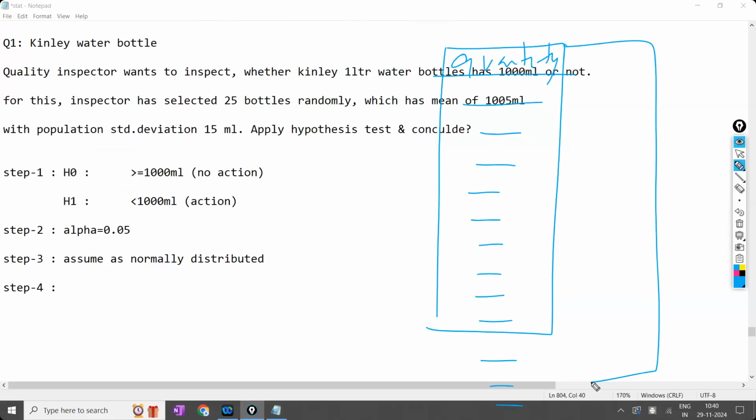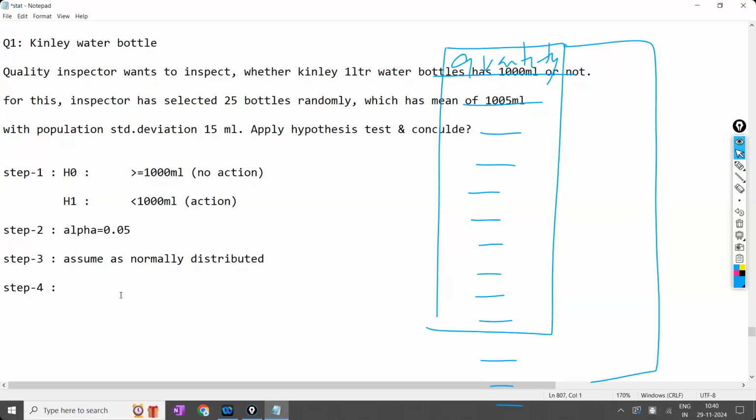If the population standard deviation was given, z-test. If the population standard deviation was not given, t-test. You are going to apply the t-test. If population standard deviation was given, z. Now here which type of test do I have to select? One sample z-test I have to select.